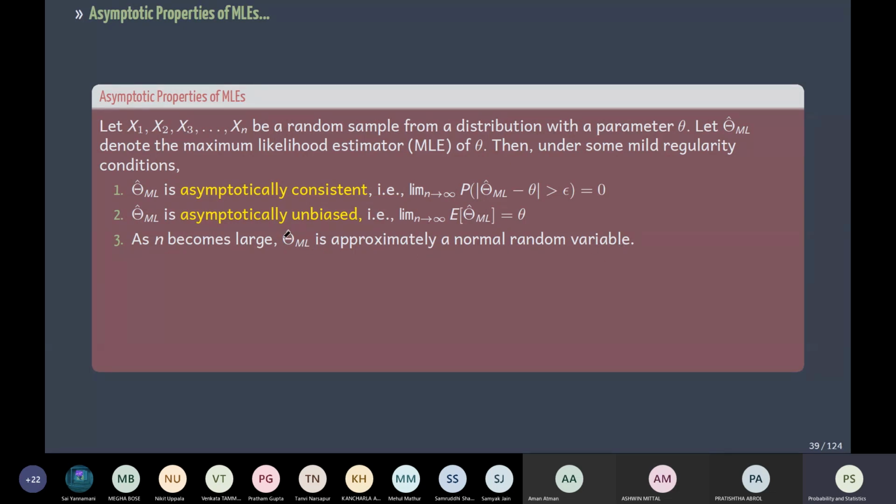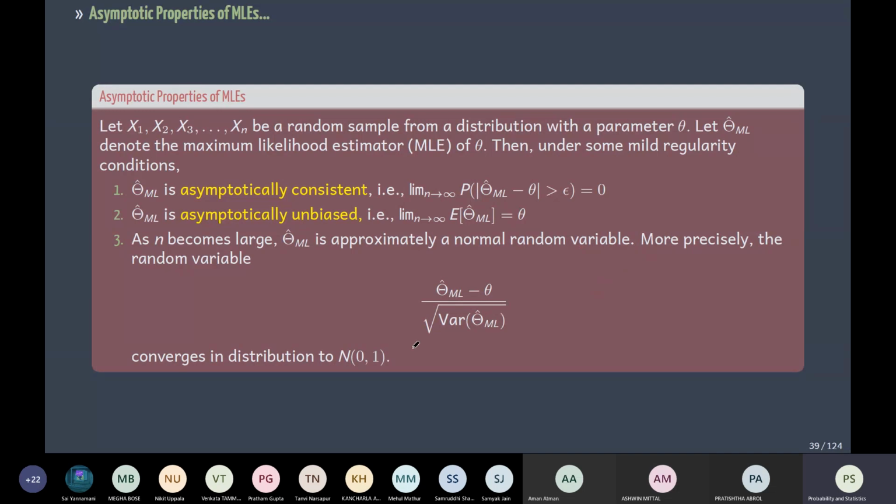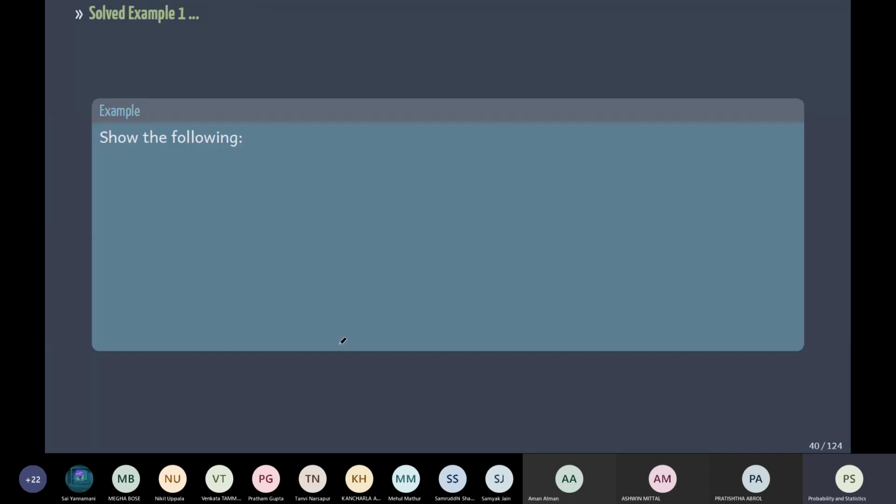Theta hat ml is a random variable in itself, and we know that as n tends to infinity, any random variable essentially behaves like a standard normal after doing some proper scaling. That's thanks to the central limit theorem. We do the proper scaling by subtracting theta and dividing by the square root of this. Because of the CLT, it will converge to the standard normal. That's the property of it.